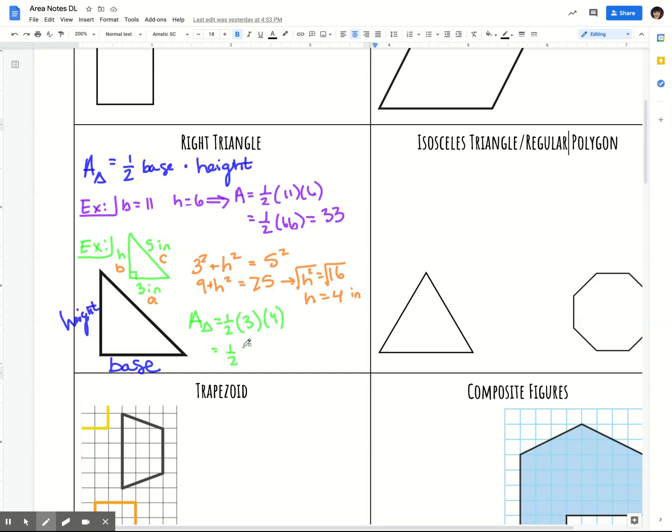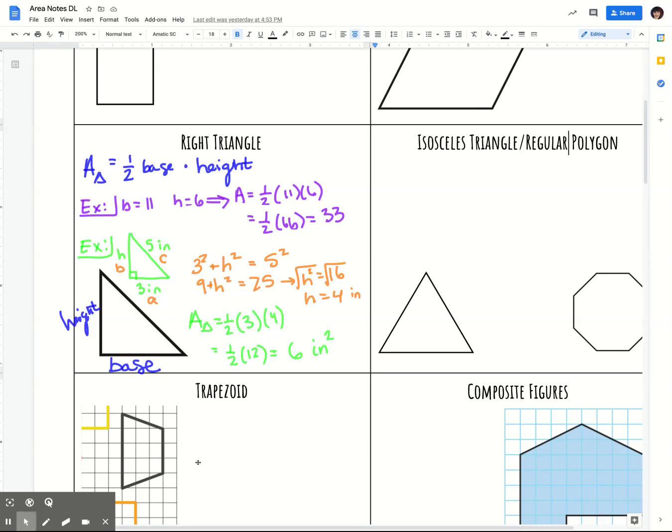Okay, so 3 times 4 is 12. Cut that in half and you get 6. And then my unit, because it's an area, is inches squared. So that would be your final answer. Okay. So like I said, I'm going to skip the isosceles triangle / regular polygon because that kind of has its own process and practice problems that go with it.